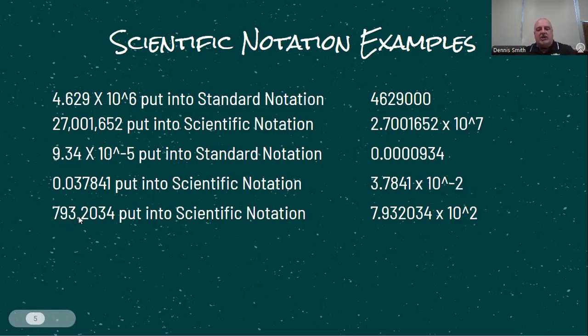And then finally, this last one, 793.2034. Move it 2 spots to the left, and it's going to be 7.932034 times 10 to the second.